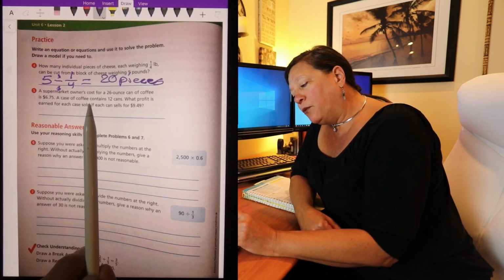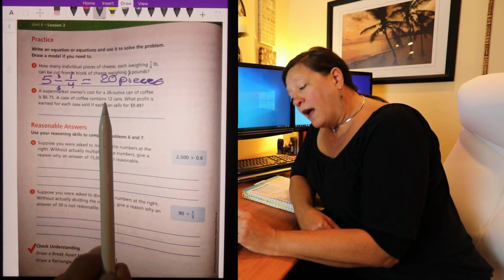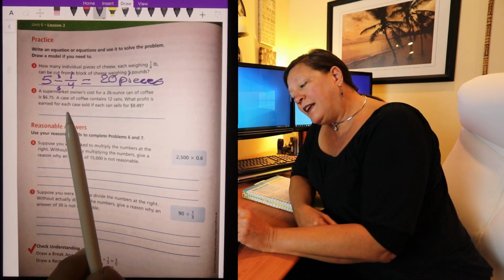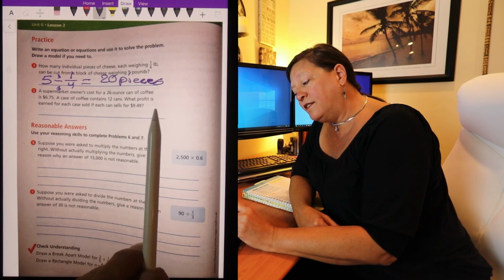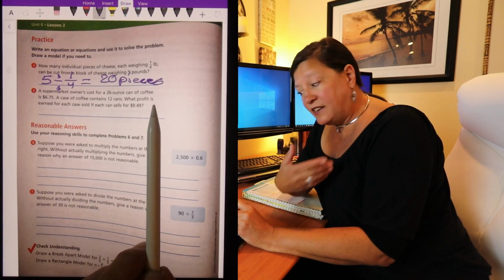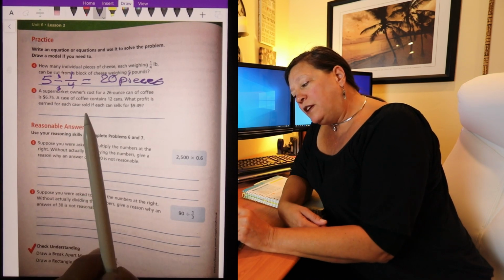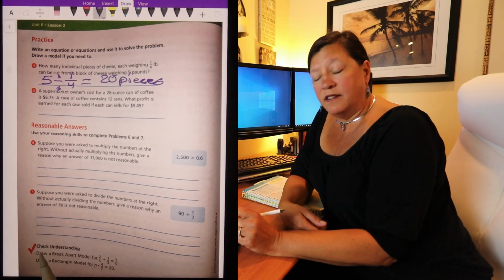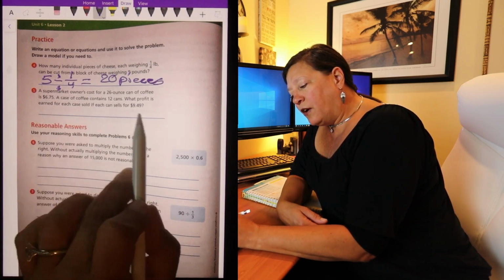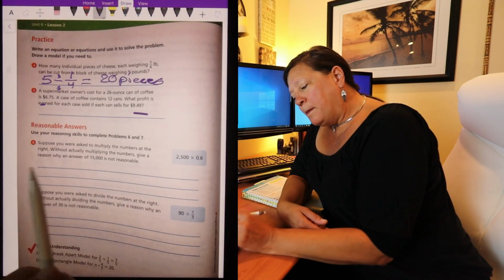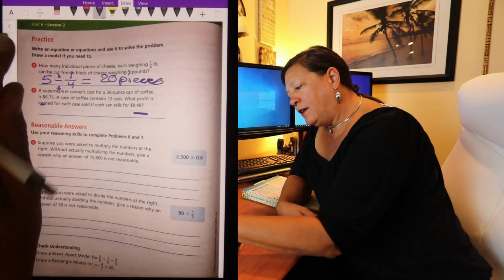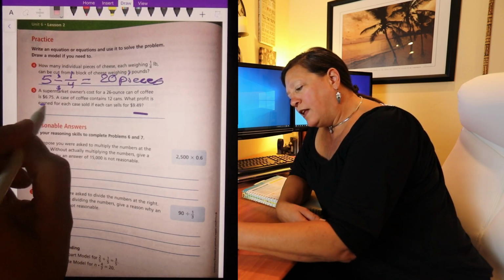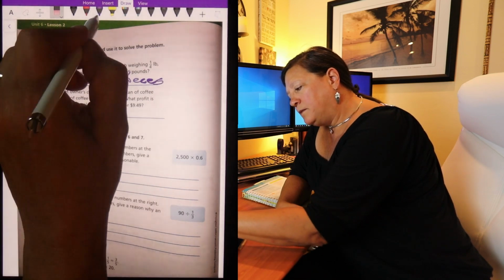Number 5, a supermarket owner's cost for a 26-ounce can of coffee is $6.75. A case of coffee contains 12 cans. What profit, how much money did they make, is earned for each case sold if each can sells for $9.49? Well, the first thing you need to do is figure out what is the difference between how much they paid for it and how much they sold it for.